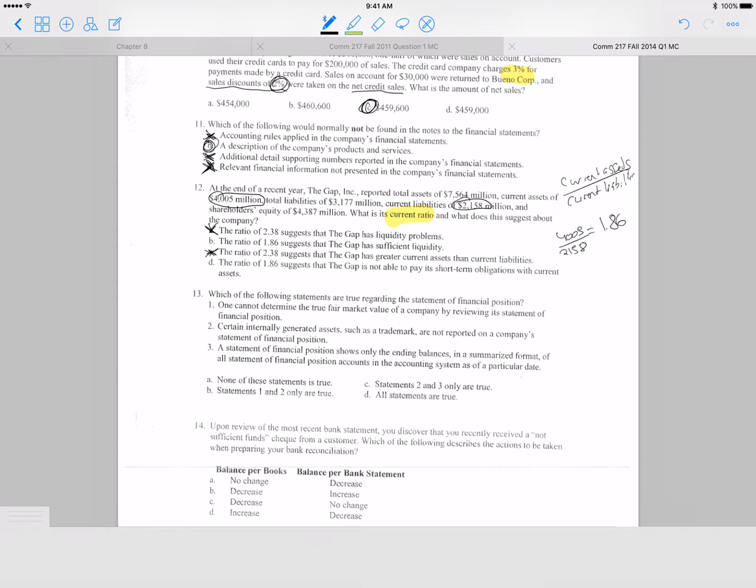Now to explain what the current ratio is, it's saying for $1 of current liabilities, how much current assets do you have? So you have $1.86 of current assets for every $1 of current liabilities. That means you're able to repay your liabilities, which is a sufficient amount of liquidity. So B says that the ratio of 1.86 suggests that the Gap has sufficient liquidity, which it does because it's over 1. So B is the answer, where D is not the answer because it's saying the opposite.